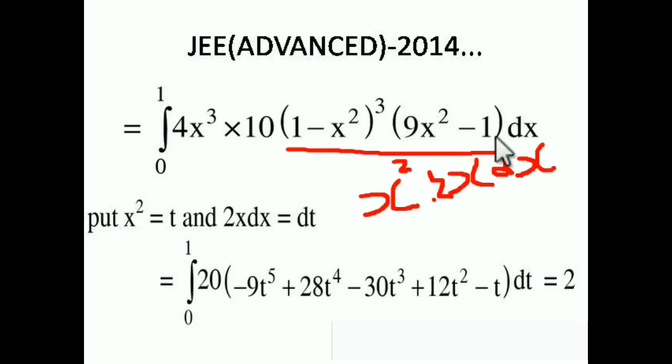Now a very simple task, just open all the brackets. Here we have t dt (1 minus t) whole cube (9t minus 1). Just open all the brackets and you have a simple polynomial function. Now just integrate this. Integration is very easy. See, the limit doesn't change, because if we put x equal to 0, then t equals 0. If we put x equal to 1, then t equals 1. So the limit is the same, 0 to 1. Now this is all up to you. Just integrate this and put upper minus lower. Lower is always 0, so you just have to apply the upper limit and simplify it, and you will get the answer, that is 2.